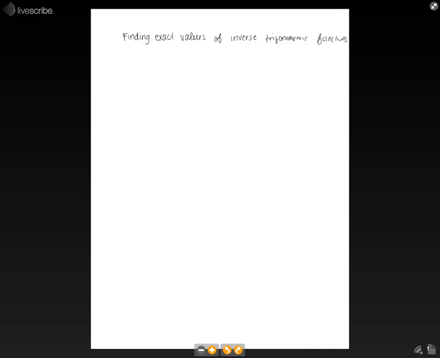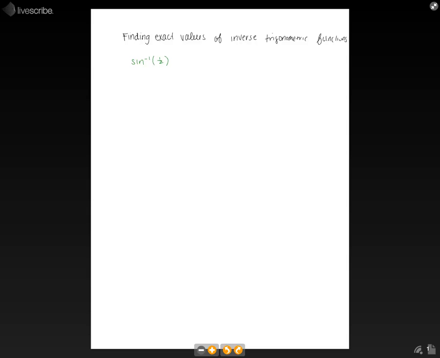In this video, we're going to talk about how to find the exact values of inverse trig functions. So inverse trig functions will look like this. They'll have a little -1 right there. So this, written as sine -1 of 1/2, is the inverse sine of 1/2.